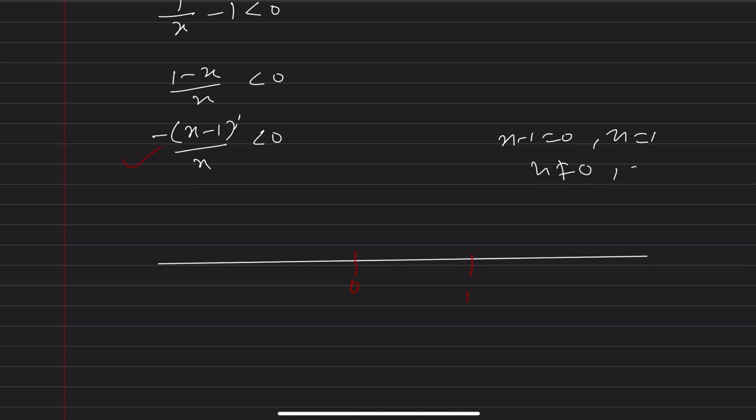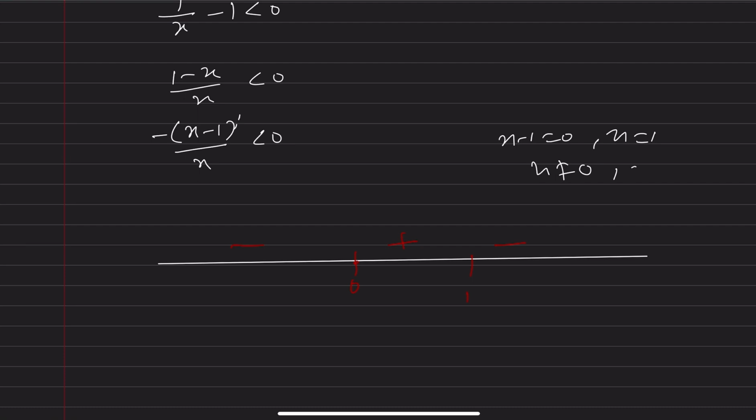And what is the sign of this expression? The sign of the entire expression is negative. So we'll come here and write down negative, positive and negative. And here you don't have to include this point, right? You don't have to include 0.